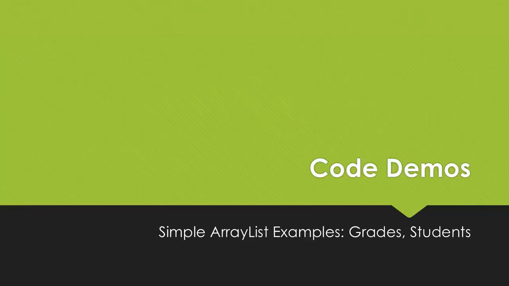Okay, it's time to get into it. Let's jump into the examples, and we'll start with just a simple array list of integers that we'll use to store student grades. And then from there, we'll progress into array lists of objects, repeating kind of the student example we did in the previous lesson.